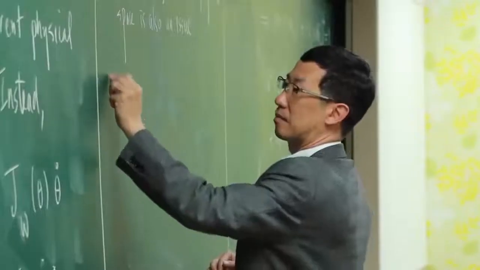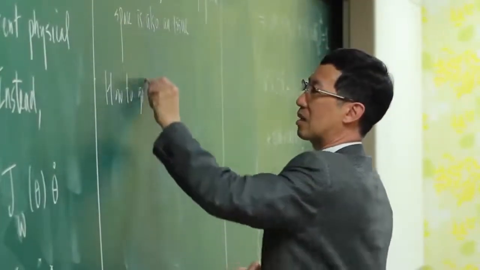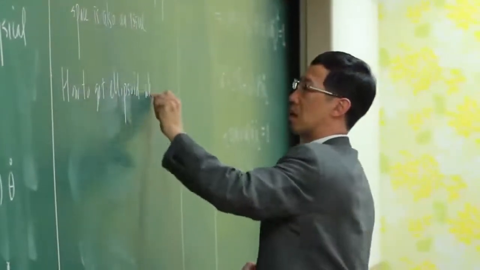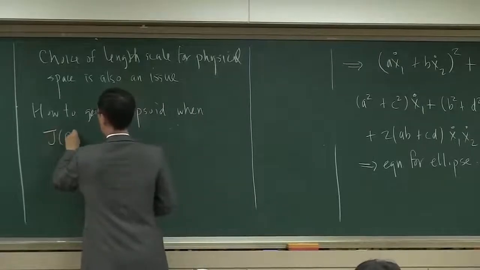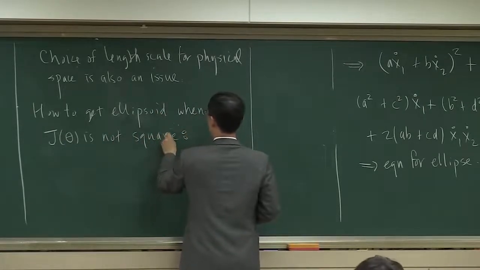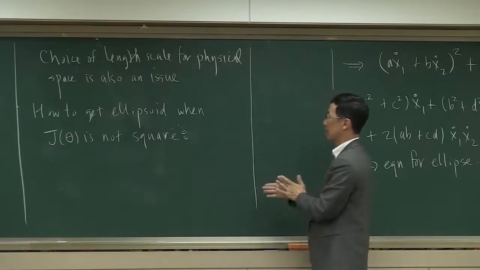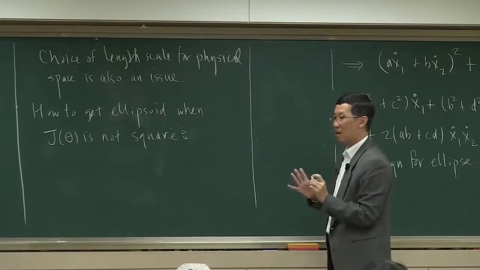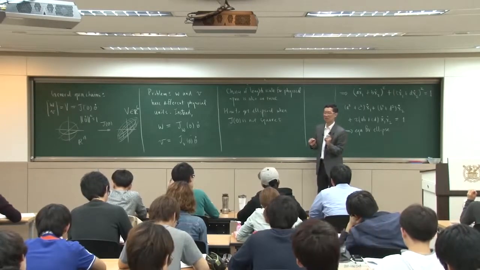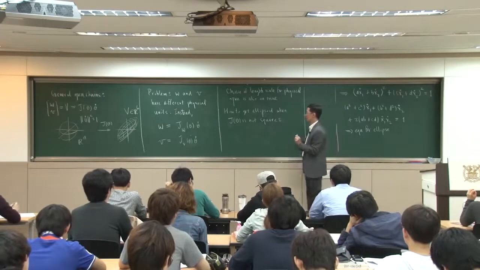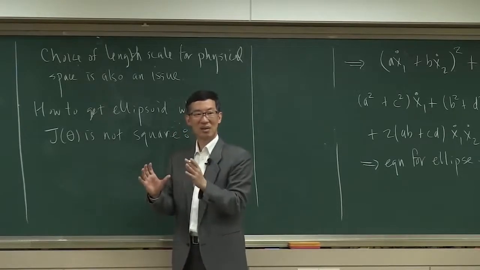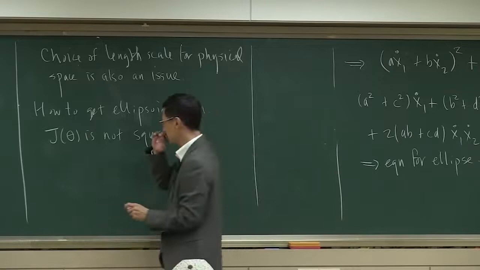So let's see. How to get the ellipsoid when J is not square. Okay, so this is going to require some different tools. This is a tool that you're probably maybe seeing for the first time. I'm not going to give you the whole derivation, but we're just going to give you what you need to know.